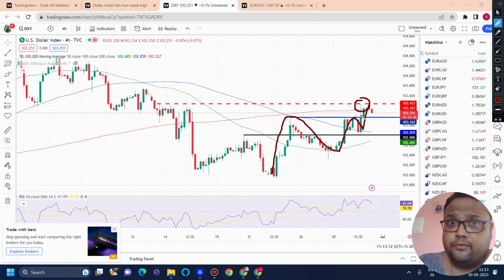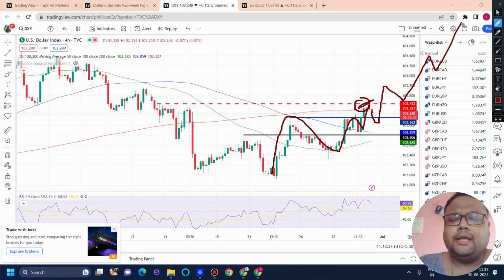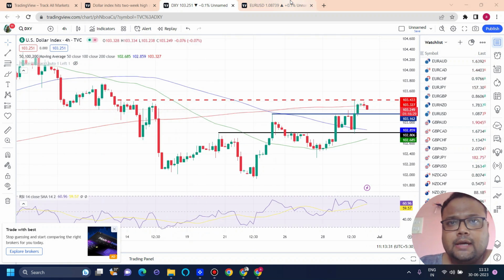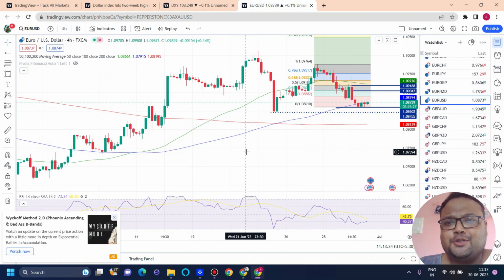So yes, the market is going for some correction, but we can expect that DXY will, either today or by next week, try to break this level and move higher. So overall, the trend of DXY seems to be bullish, or DXY seems to be going for a trend reversal. This is all about DXY, and now let's look at the chart of Euro dollar.